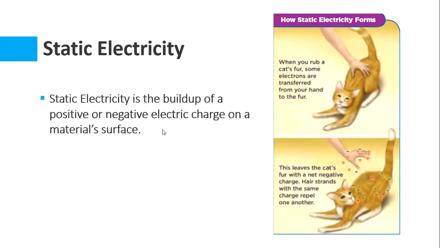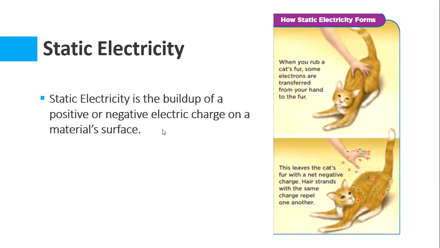Now, when two materials touch one another, electrons can move from one material to the other. This causes one material to become more negatively charged than the other. The material that gains electrons becomes negatively charged because it has more electrons than protons. The material that loses electrons becomes positively charged. The transfer of electrons from one place to another causes an imbalance of positive and negative charge. This results in static electricity. Static electricity is the buildup of a positive or negative electric charge on a material's surface.